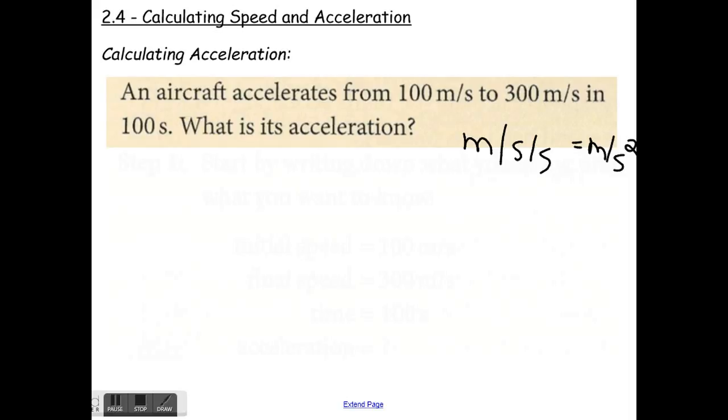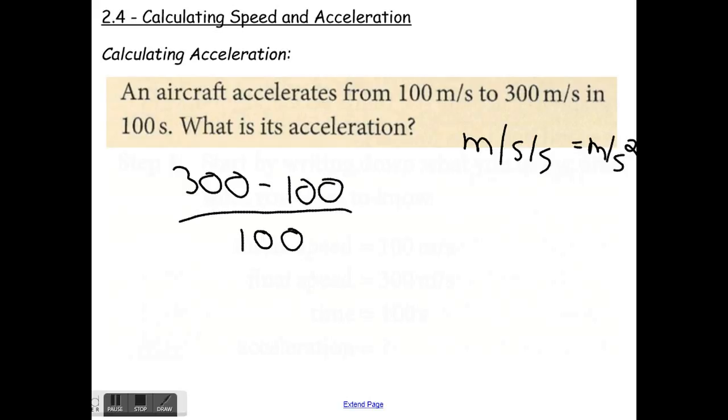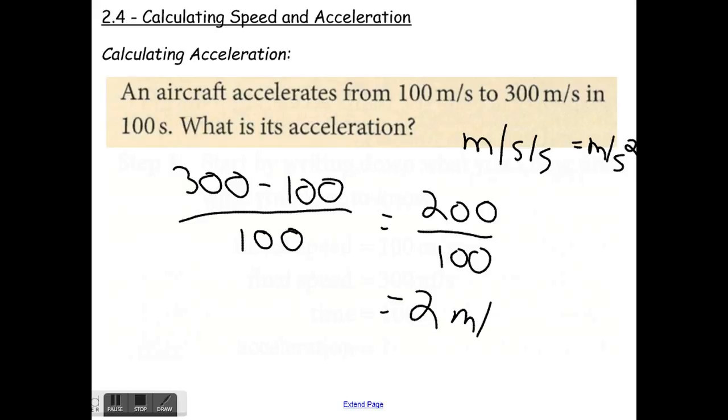So what is our answer to this one? 2 meters per second. Right, it's meters per second, and what's squared? How would you get to your answer? Final velocity minus initial velocity divided by time. Again, the time part. Final velocity minus initial velocity. If you start at 100 and go to 300, so 300 is your final and 100 is your starting, so 300 minus 100, divided by 100 seconds. The answer is 2 meters per second squared.